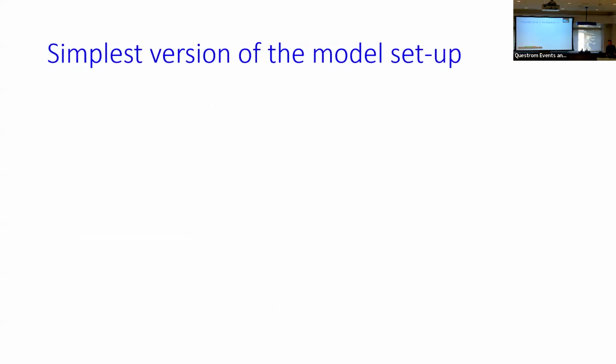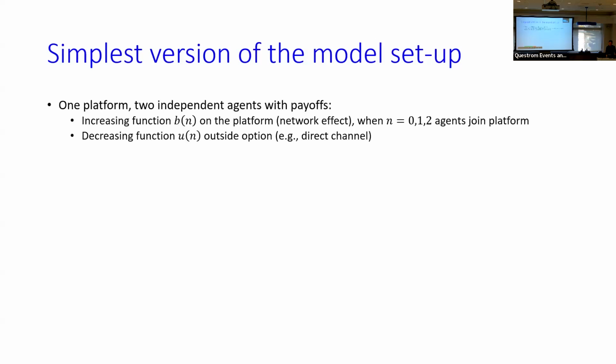Okay, so I'll show you the simplest version of this model just to give you a flavor of what we're doing. There's a lot of different extensions, but this is just a baseline. So imagine it's one platform, just two independent agents. So this is not going to be two-sided. So what we have here is just think about agents with straight up direct network effects, but it subsumes marketplace settings. So we're going to say there's two payoffs.